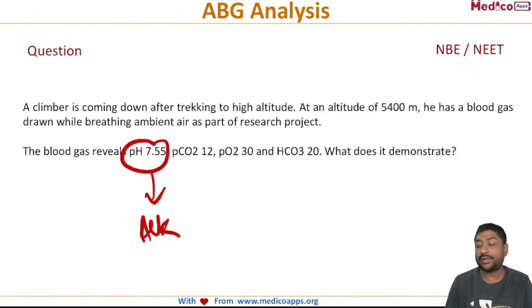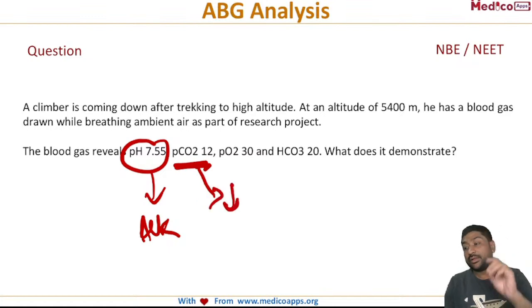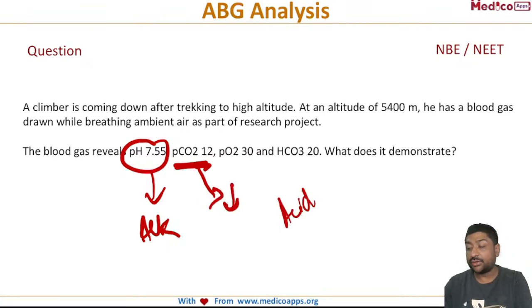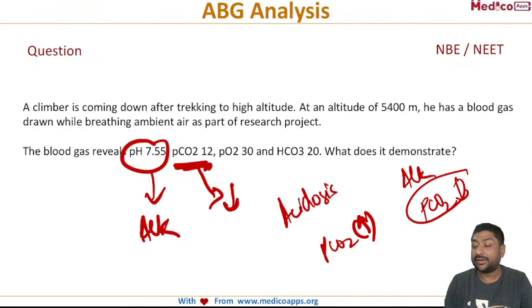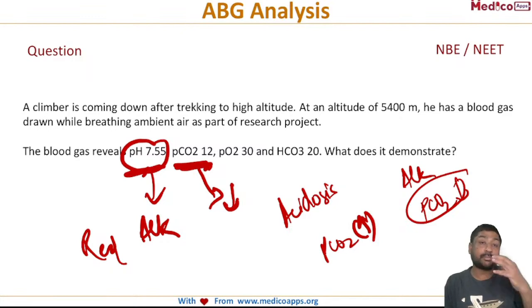Alkalosis, okay, look at the PCO2. PCO2 is decreased. Again remember, in acidosis you have to see the PCO2, and if it is increased, you know it's respiratory, otherwise it is metabolic. Similarly, in alkalosis, the PCO2 should be decreased. If it is increased or normal, it is metabolic. So here it is decreased, so the correct answer will be respiratory alkalosis. It is alkalosis, and why respiratory? Because PCO2 is decreasing, so the primary cause is PCO2 decreasing.